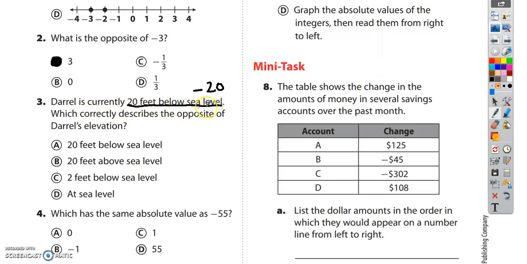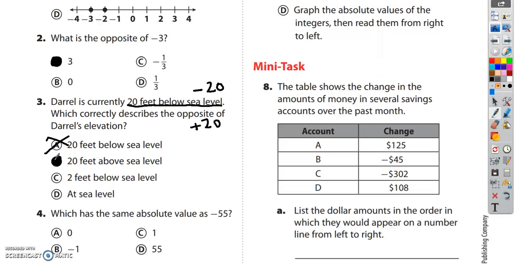Which correctly describes the opposite of Daryl's location? Well, the opposite of -20 would be +20, so which of these shows +20? 20 feet below sea level? No. 20 feet above sea level? Yes. 2 feet below sea level? No. At sea level? No. The answer is B. Okay, question number 4.